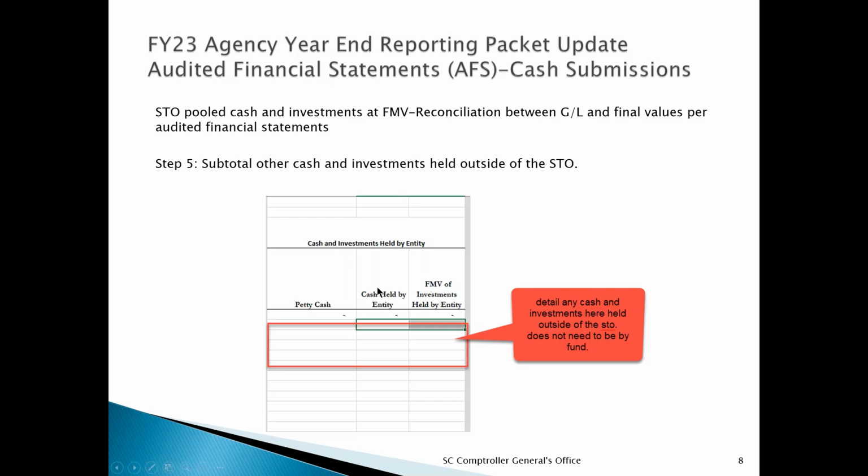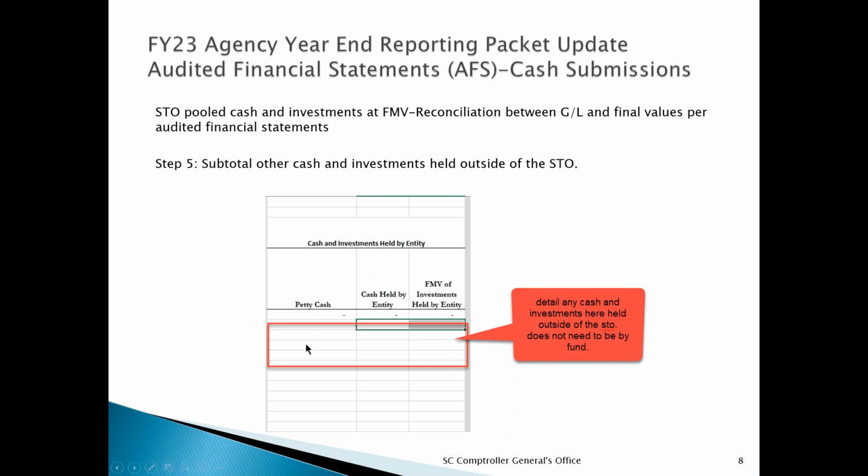Okay, next section here is you're going to have cash that your entity holds that is separate from the treasurer's office. So this is going to be cash that's held at a foundation. This is going to be cash that your entity has in their own bank accounts that has nothing to do with the state treasurer's office. So it's not going to be anywhere on that confirmation. This is something completely separate.